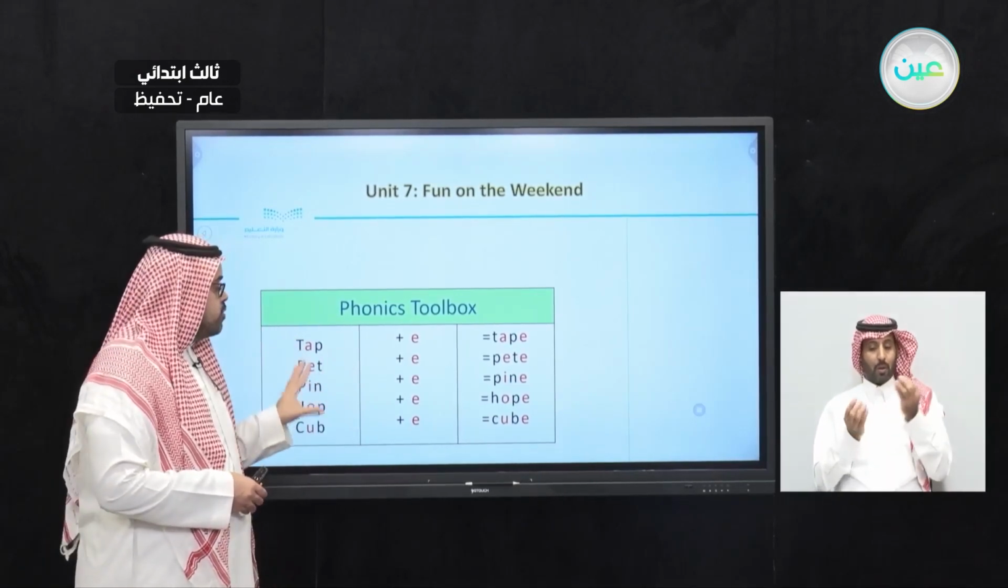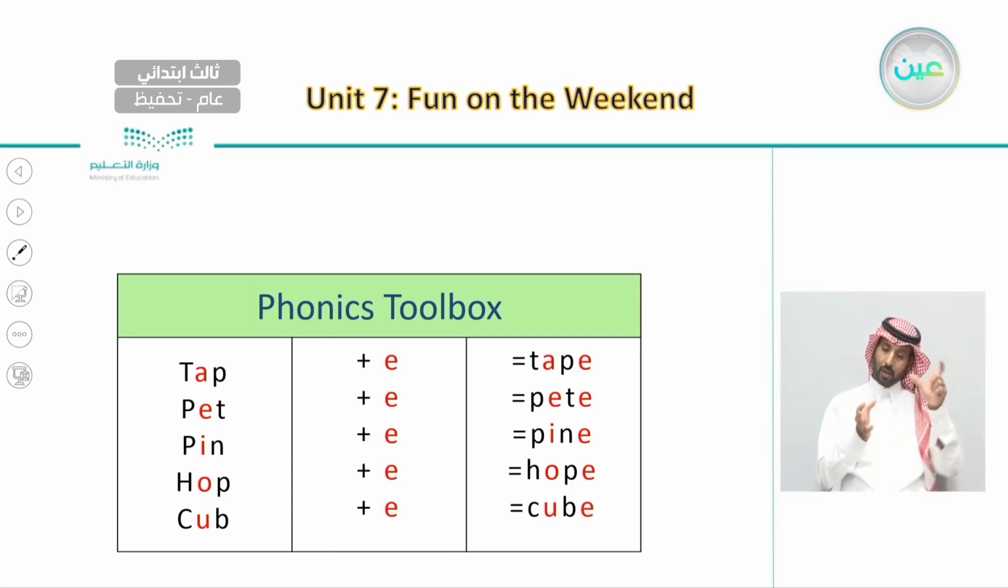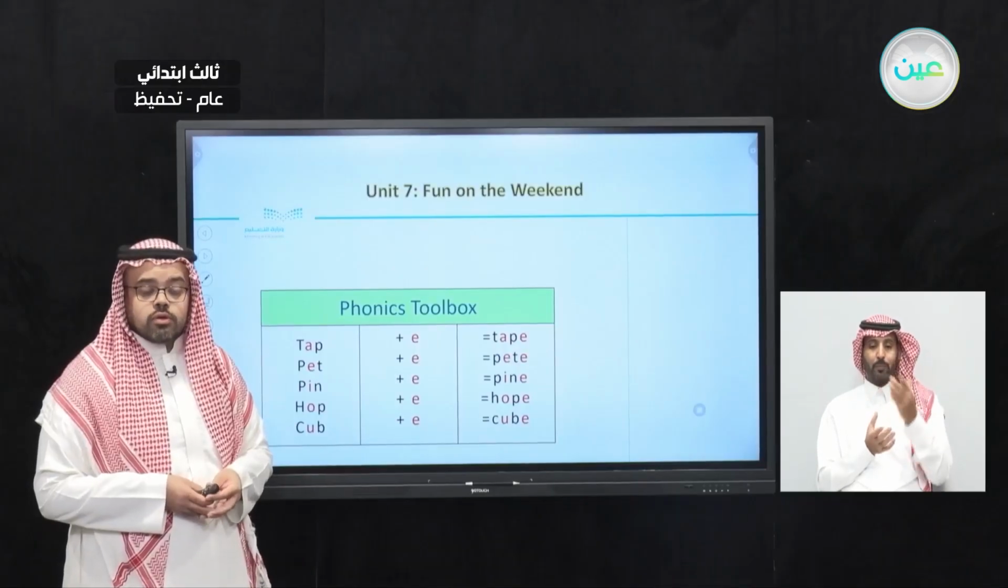When we pronounce them without E in these words, we should pronounce them in a short version, like tab, pen, pet, cub. But when we add the letter E to each of these words, then we can pronounce the full letter. Like, for example, tape, Pete, pine, hope, cube. See the magic that this letter can do to each of these words.